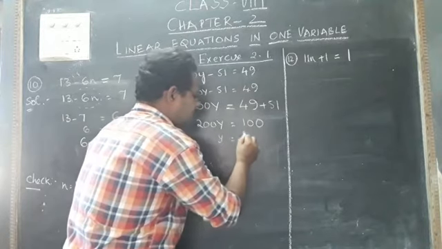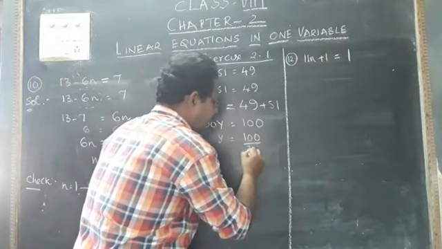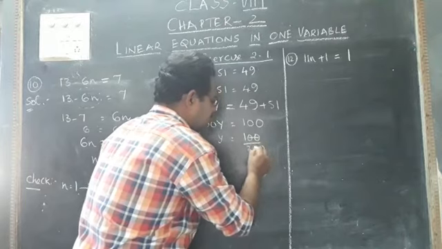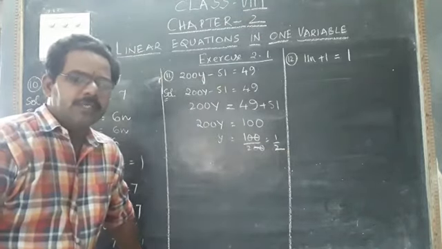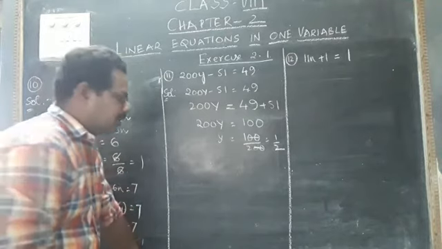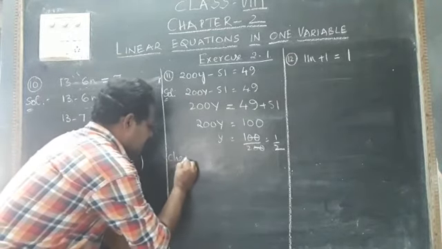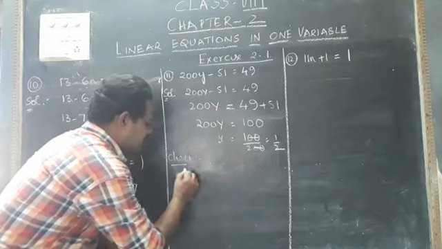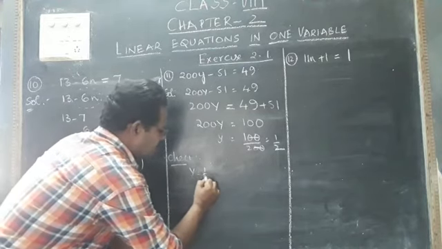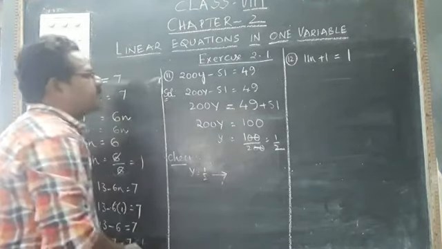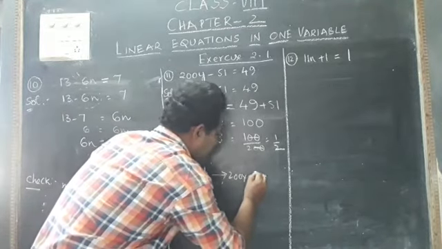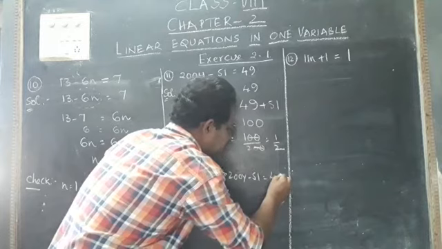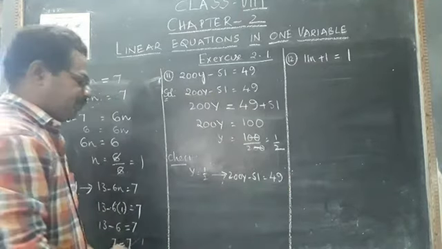Now y is equal to 100 divided by 200. The zeros can be cancelled. You get 1 by 2. y is equal to 1 by 2. Okay. So for this we have to check whether it is true or false. What is the y value we got? 1 by 2. We have to substitute it in the equation 200y minus 51 is equal to 49.